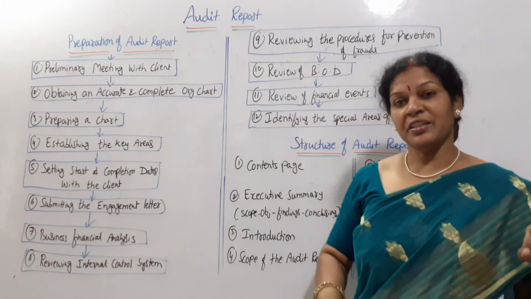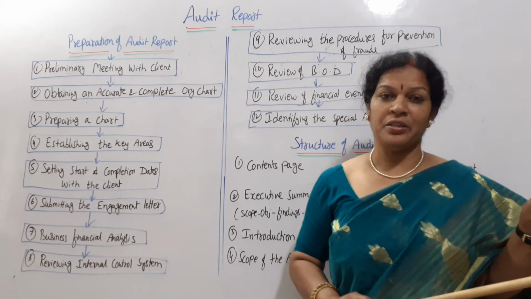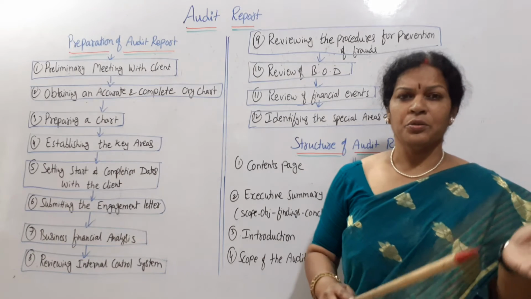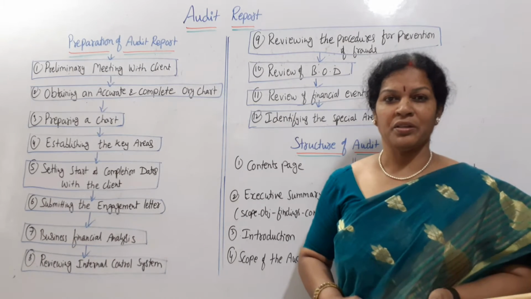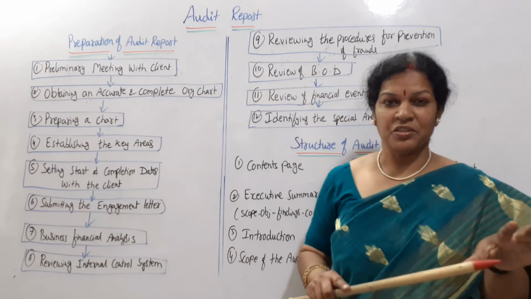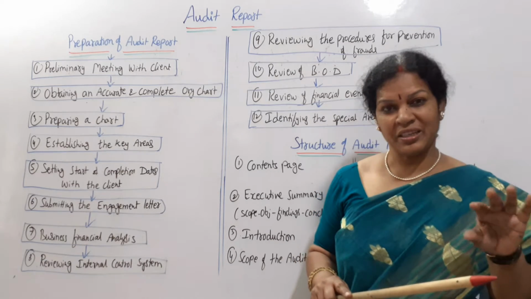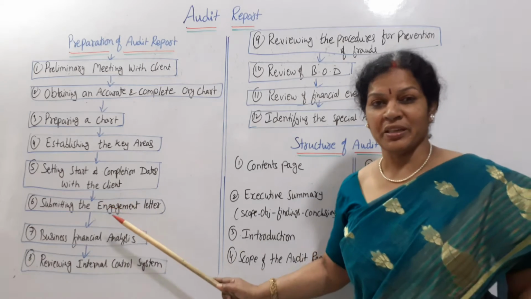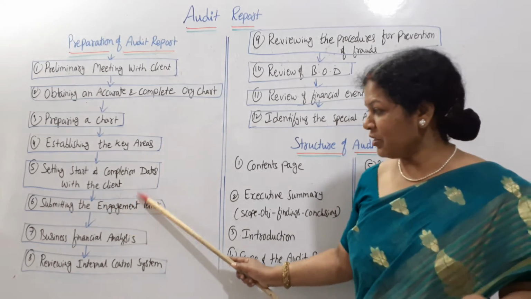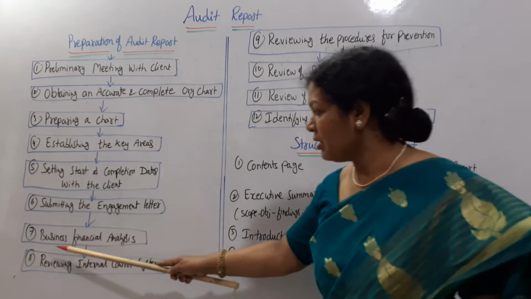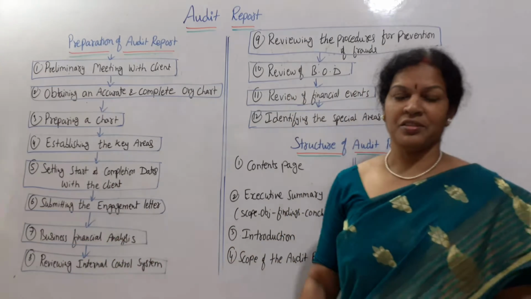Engagement letter means it contains a lot of information related to the audit. During this auditing work, what he has done, what is the scope of the audit, what are the limitations, what he found. Everything in detail will be there; that is what we call the engagement letter. Then after the engagement letter, the next step is business financial analysis.